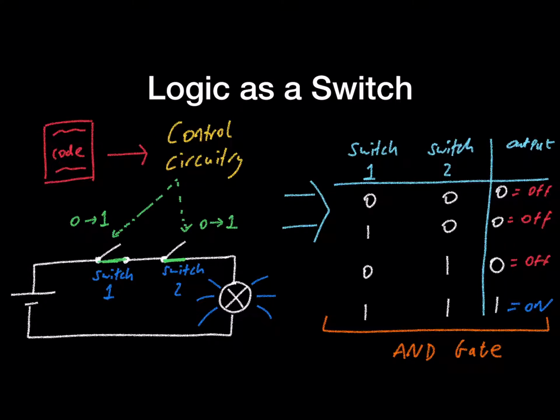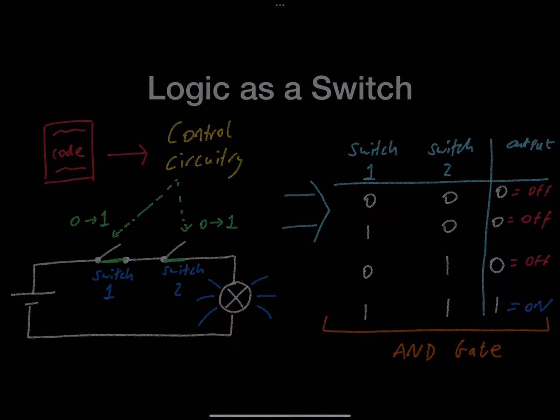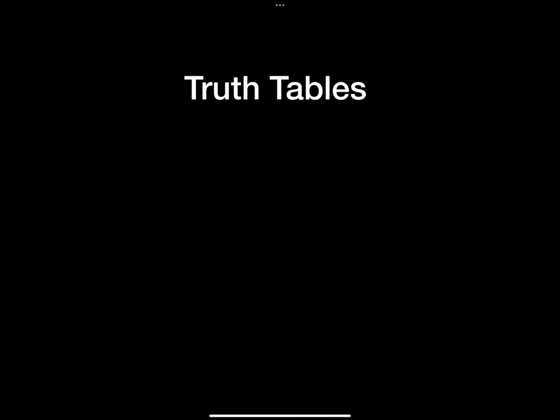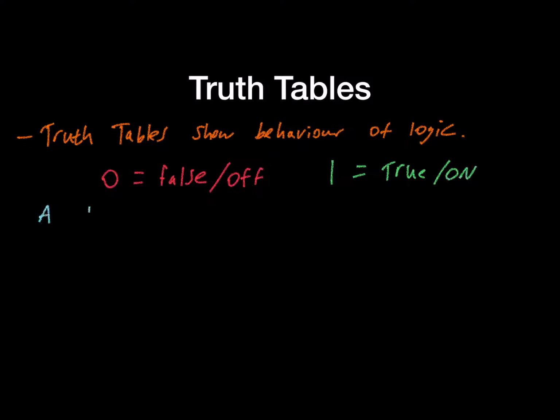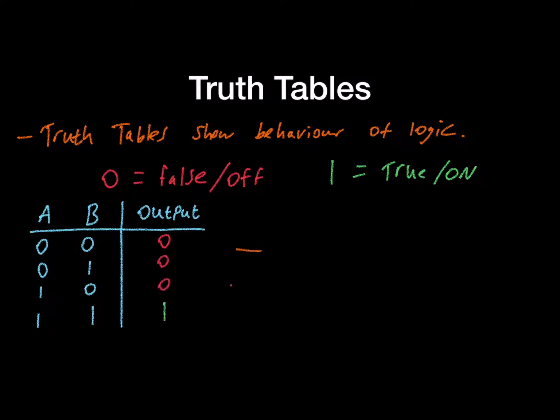This table is known as a truth table. Typically, we call the off state false and the on state true. The left-hand side of the table denotes inputs, and the right side denotes outputs. In this case, the output is only true if A and B are true. Otherwise, the output is false.